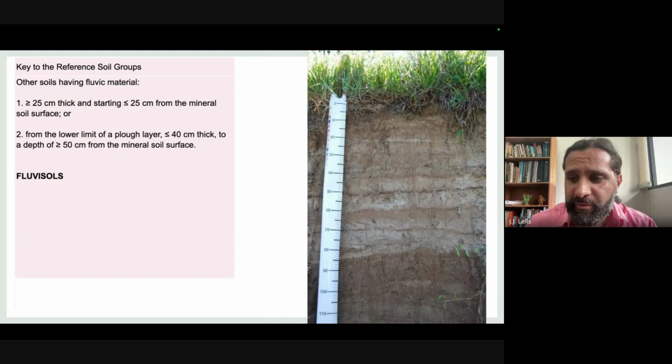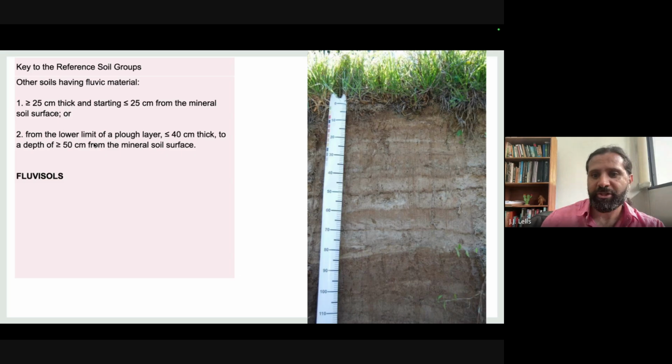And also have some soils that do not register a strong evolution, even less than the Cambisols. Let's start with the Fluvisols. The Fluvisols are those soils that cannot be classified in the previous RSGs and have fluvic material.